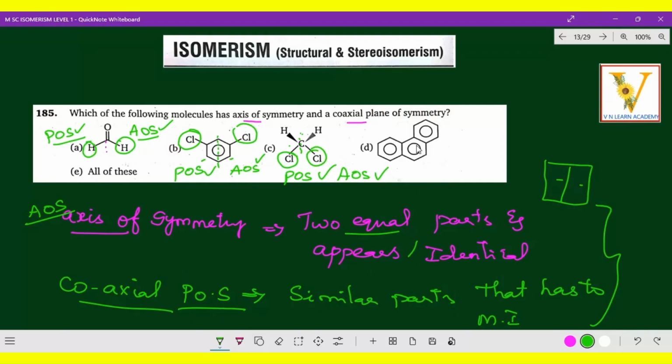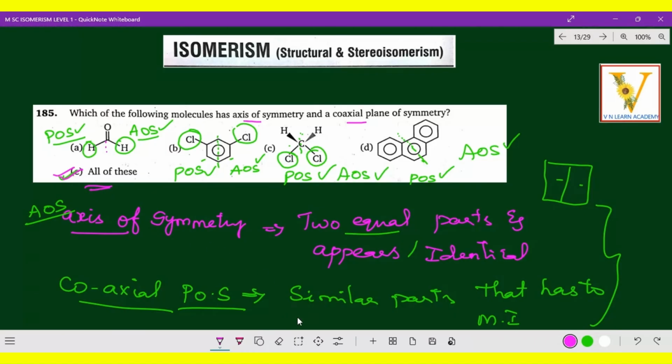Now the next one. Here, when you cut equally, this side has benzene and this side also has benzene. So here also POS is present and AOS is present. So all these molecules have POS as well as AOS. This question is given to confirm and help you understand what AOS and POS mean. So which is the correct option? All of these. So option E is the correct option. Let's go to the next question.